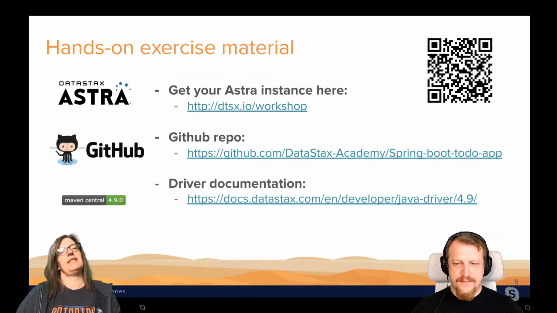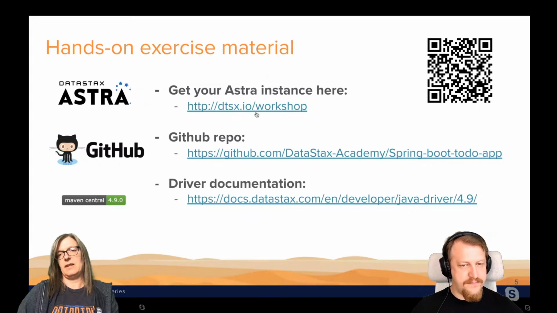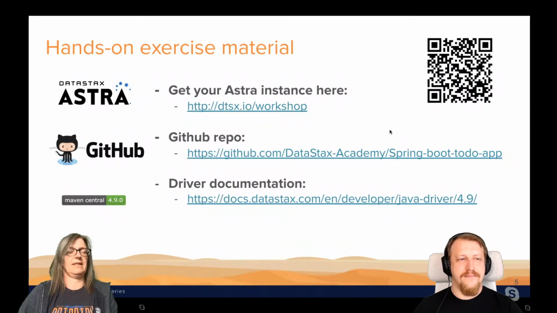So you will need three things, basically, or perhaps actually only two. You will need to get an Astra instance, if you don't have one already. This is the link where you would get to. I think that's also the QR code in order to get to that Astra instance. And then also the GitHub repo.